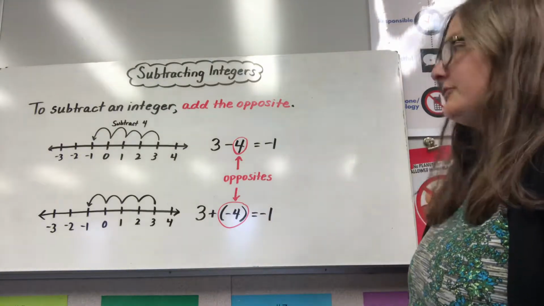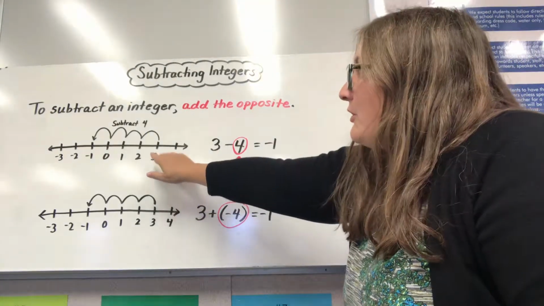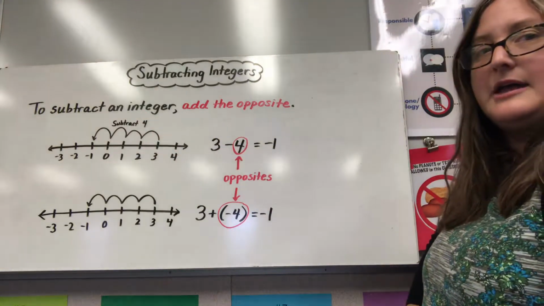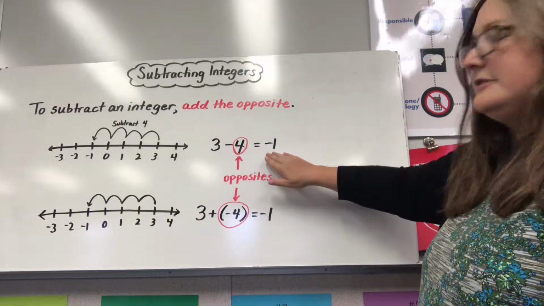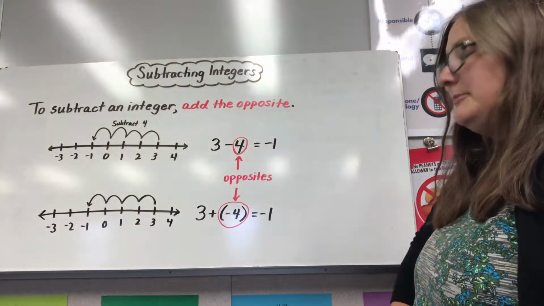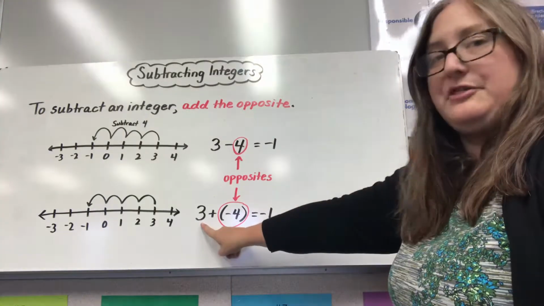On a number line, we're starting at 3, and we're taking away or subtracting 4. So we're moving 4 to the left. We're going backwards on our number line, and we end at -1. -1 is our answer.